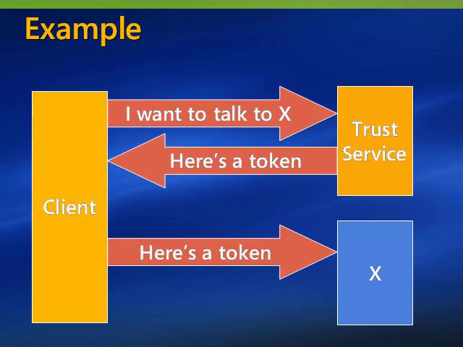I want to talk to resource X. I talk to a trust service that both of us trust. It gives me a ticket to go talk to resource X. And then I give resource X the token that it actually expects.